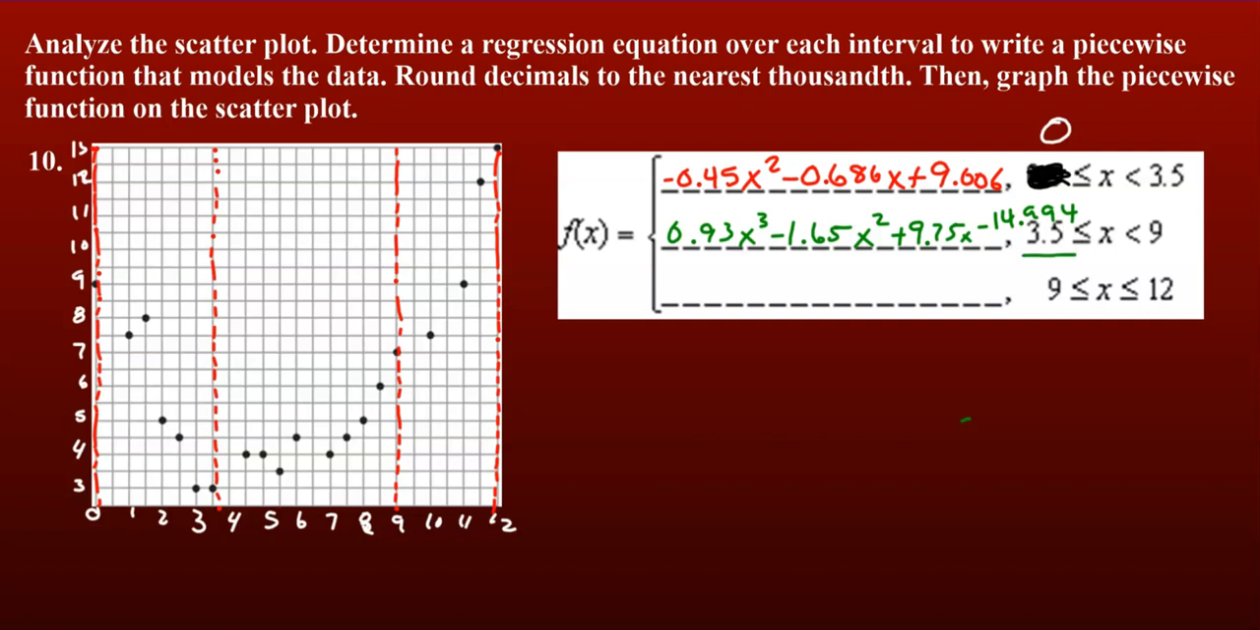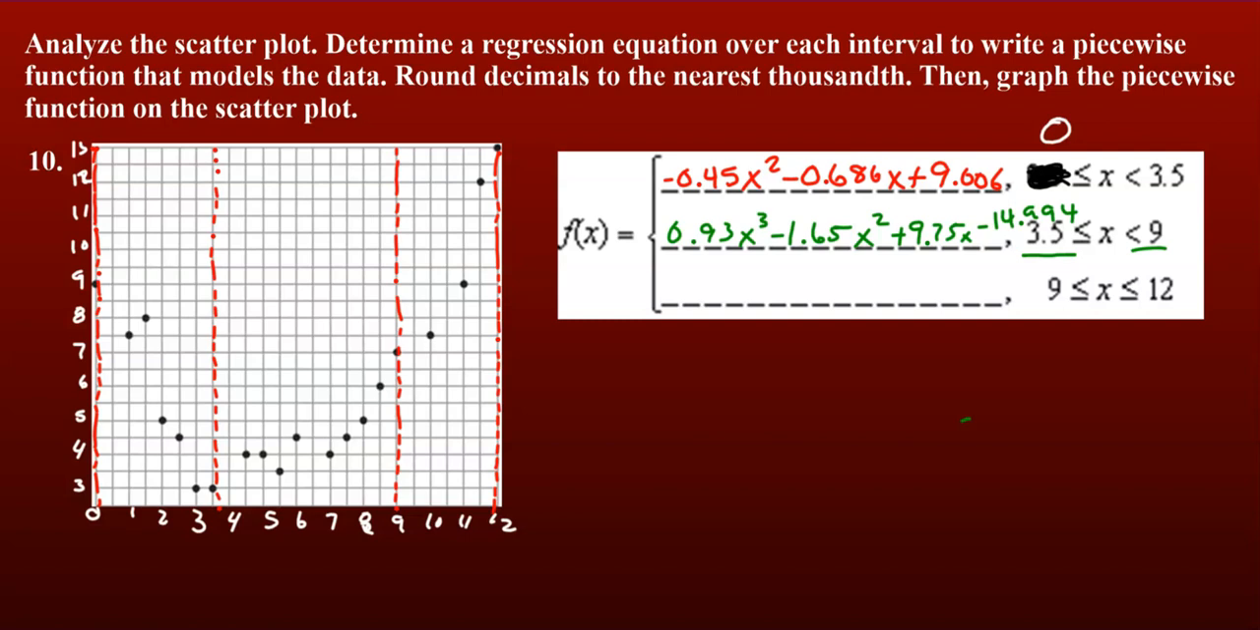So 3.5, but in this regression we don't include anything that's on the line for 9. If they give you an open circle, those we include with the function that doesn't have the line. That's not the ones that we don't include. We include open circles with them because they're telling us to use that point. If it doesn't have an open circle, we don't include it.